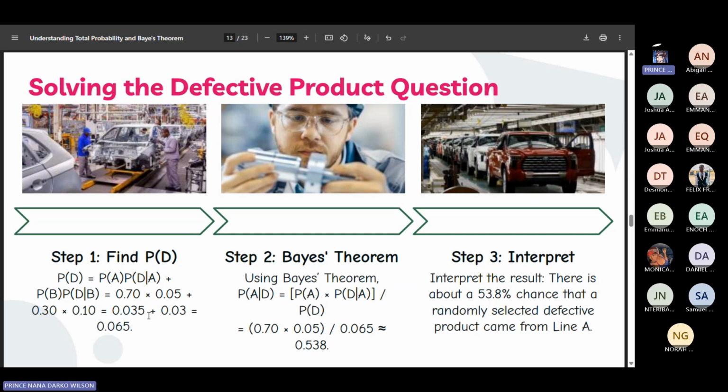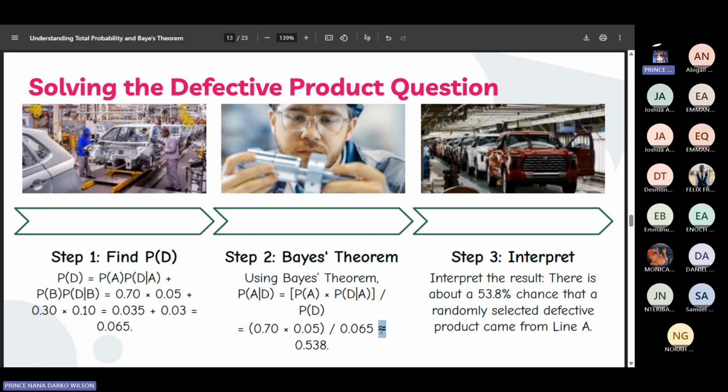After finding that, we apply Bayes' theorem, which says the probability of picking factory A, given that the product is defective, will be the probability of picking a defective product from A, all over the probability of a defective product being picked at all. That's the probability of A times the probability of D given A, which is the value up here, right? 0.70 times 0.05, all divided by the probability of picking D, which we have solved to be 0.065 here.